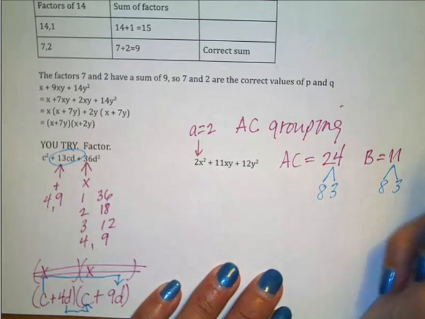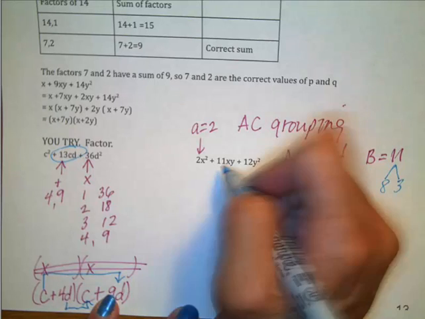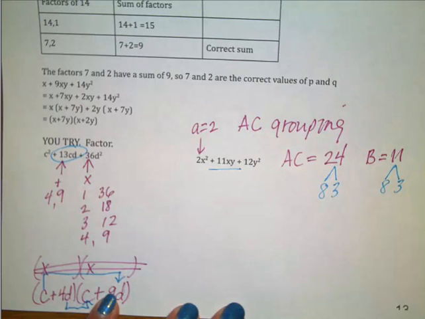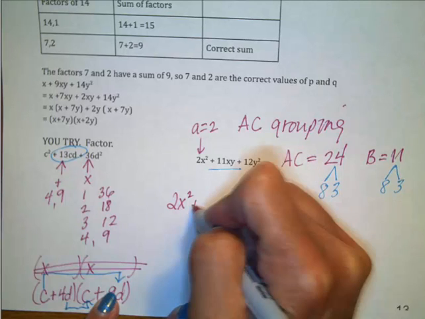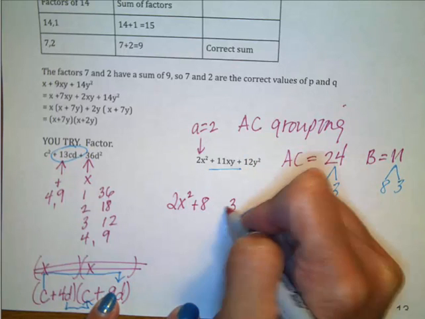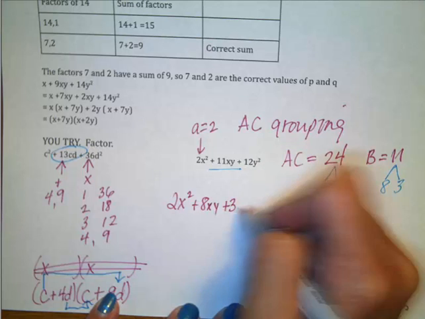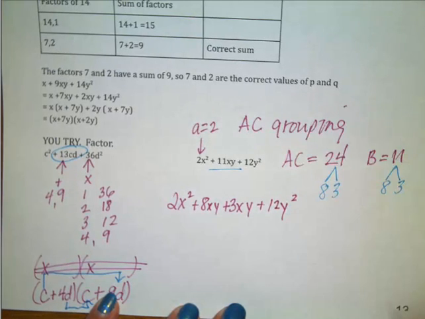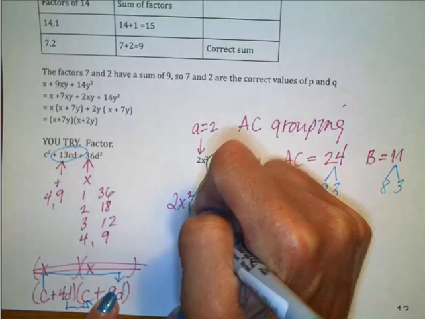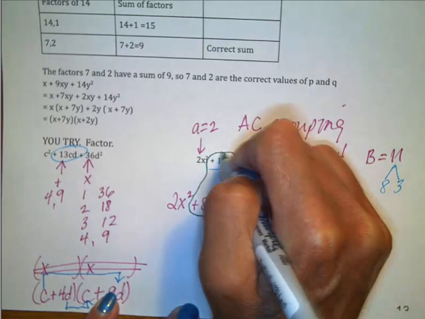Now, here's the problem. We need it to equal 11xy. Well, 8 and 3 equal 11, but we need xy attached. So we're going to keep our 2x squared. We're going to use 8 and 3, and we have to put xy after them, plus our 12y squared. Because again, remember, we are only splitting this middle. We're splitting 11xy into these two things, so they have to be equivalent.